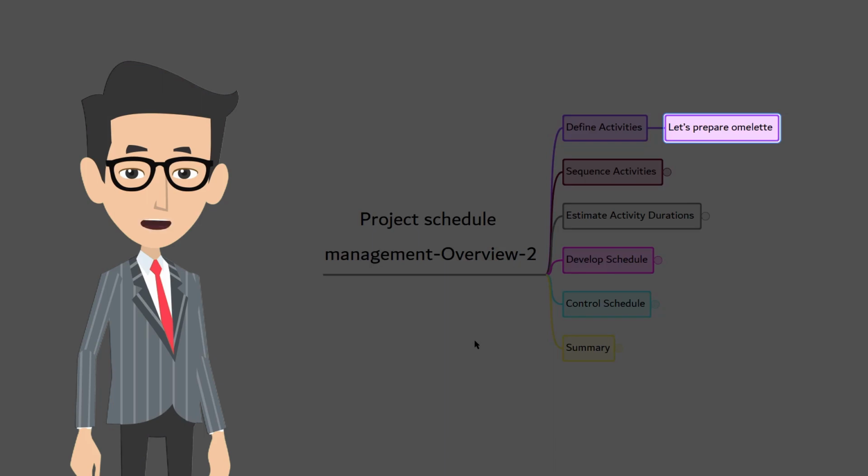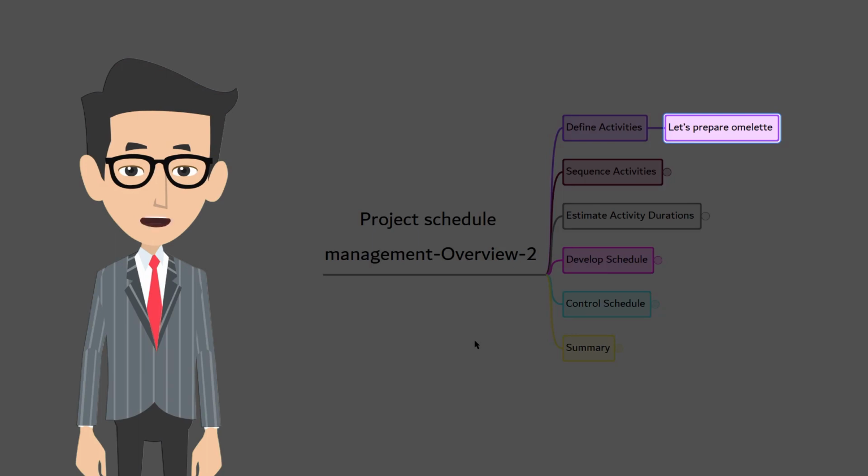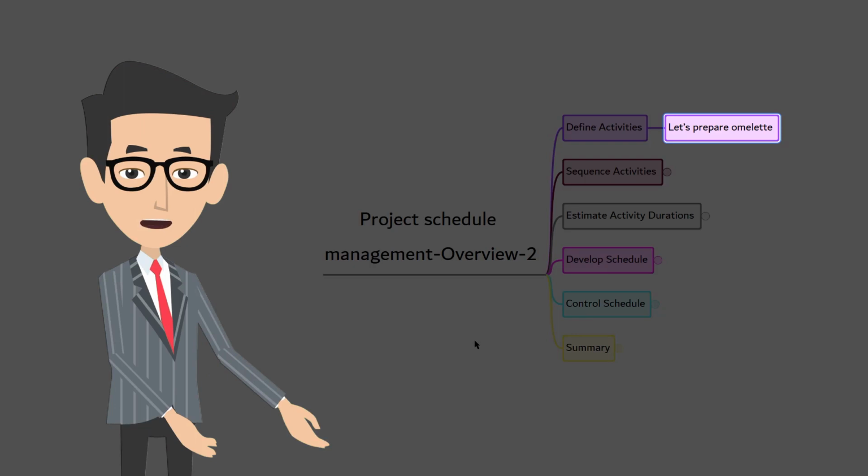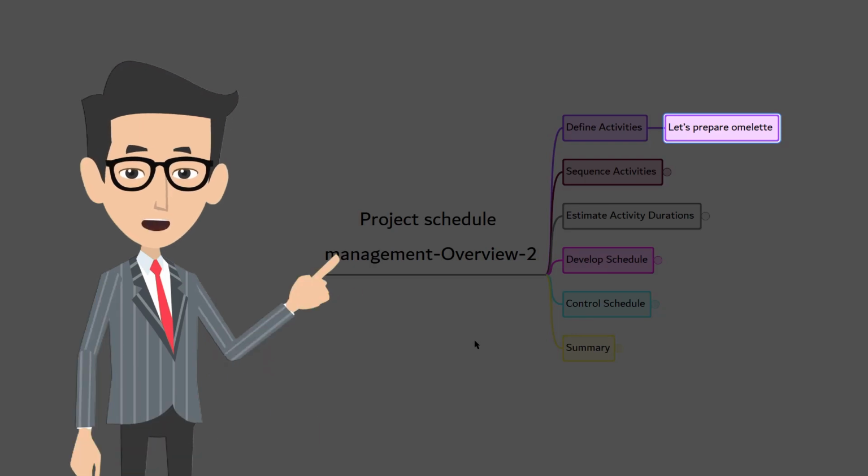Defining activities is the process of identifying and documenting the specific actions to be performed to produce the project deliverables. Let's understand with an example. As I said in the beginning, the funny one. You have to prepare omelette. What do you do? Let me help you. Take 2 eggs, break them, put them into a bowl, beat it. Oh, I forgot. Add pepper and salt. Beat it again. I forgot to tell you. By adding milk, the omelette will be tastier and fluffier.